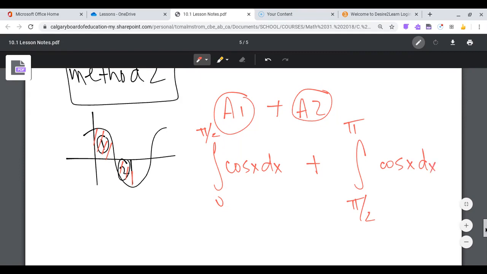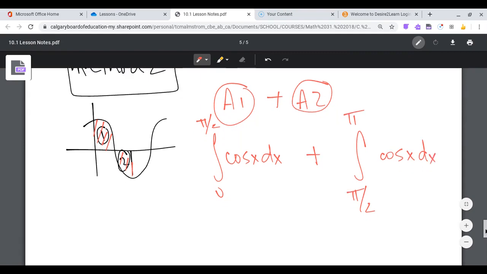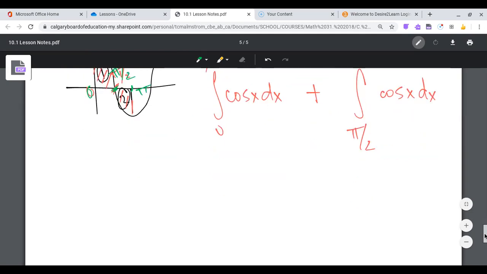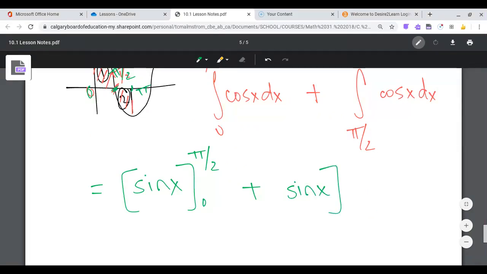So we've got the first section from 0 to pi on 2, that's this intersection. I should use a different color. 0 to pi on 2. And then I'm going to go from pi on 2 to pi to do the second section. And so the antiderivative of cos is sine. And we're going to go from 0 to pi on 2 for the first one. And then we're going to add it to the second one. And that one goes from pi on 2 to pi.